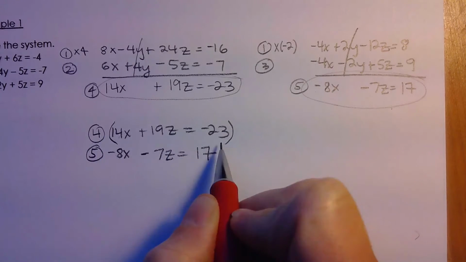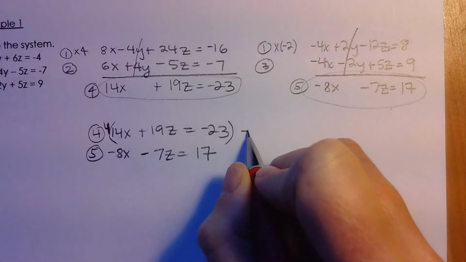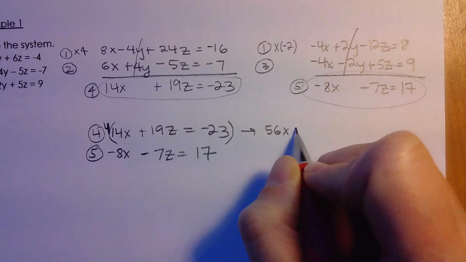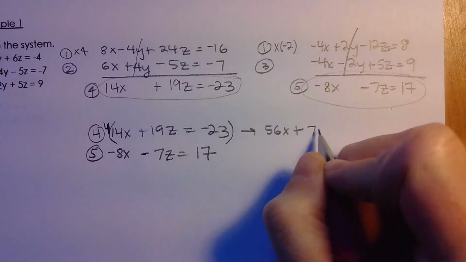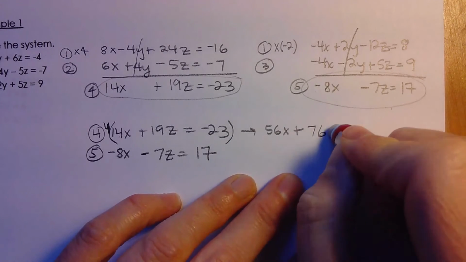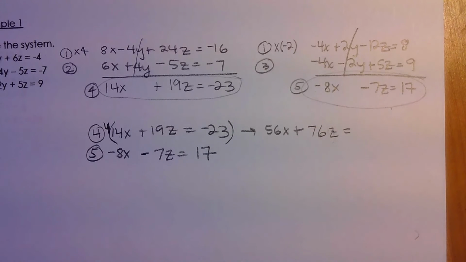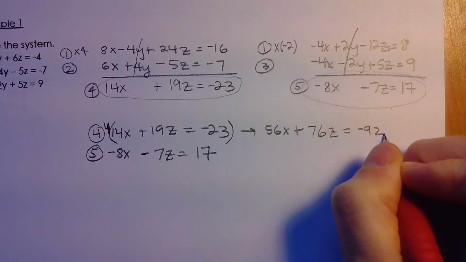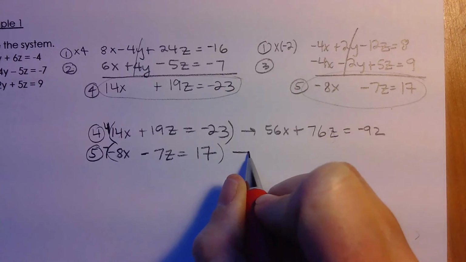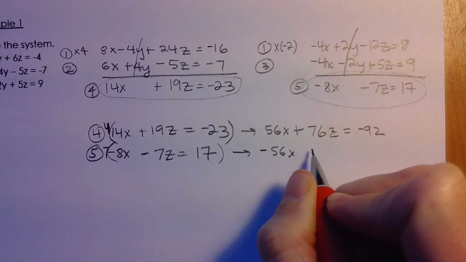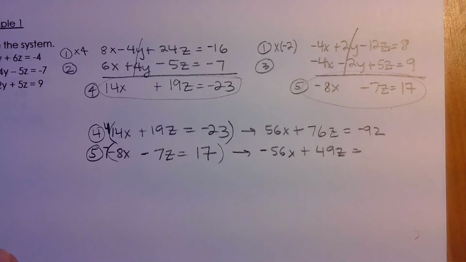So if I multiply this whole equation by 4, I didn't really have good space there. Then this one becomes 56x plus 19 times 4 is 76, 76z. 4 times 23 is 92. Okay, and then this one I'm going to multiply by 7, because I'm going to get a negative 56x plus 49z equals 7 times 17 is 119.